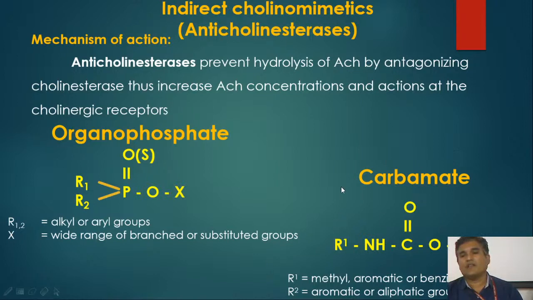Another compound class is the carbamates. These are the basic carbamate moieties and this is the basic structure. R1 may be a methyl, aromatic or benzimidazole group, and R2 is aromatic or aliphatic. This is the organophosphate, and this is the carbamate. This is the broad classification of anticholinesterases.